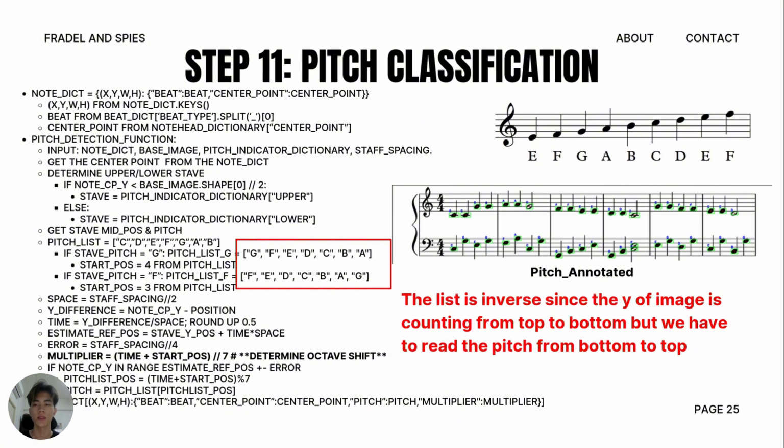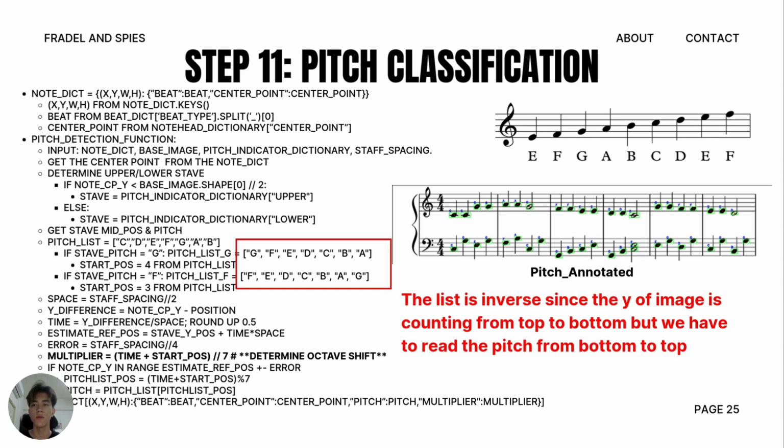6. Vice versa for step pitch equal F. As you can see, the list is inward from what it should be, since the Y position of the image is counting from top to bottom, but we have to read the pitch from bottom to top. 7. After we got the reference point for finding pitch, we calculate the spacing between each pitch, which equals step spacing divided by 2.